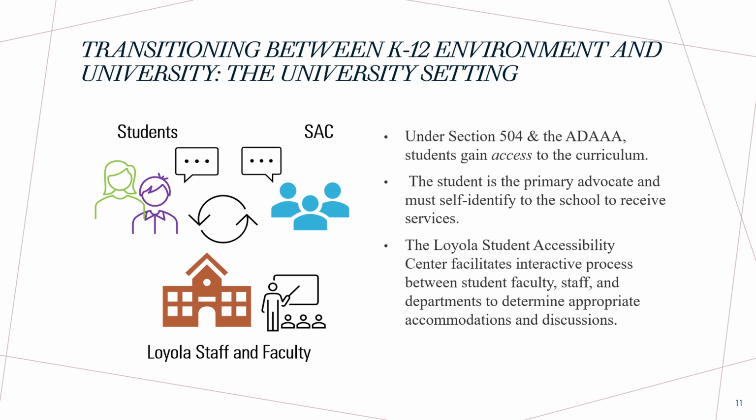In contrast, Section 504 of the Rehabilitation Act and the Americans with Disabilities Act, as amended, are the guiding principles when dealing with post-secondary education. These laws are about access, in which no qualified individual will be excluded from participation. Under Section 504 and the ADA, students gain access to the curriculum, but the student is the primary advocate and determines their own success. The student must self-identify to the school to receive services.